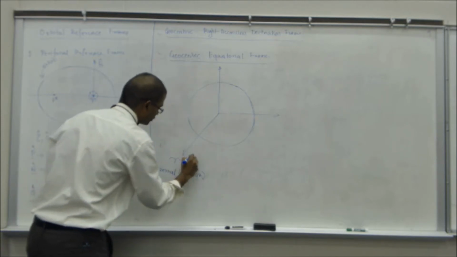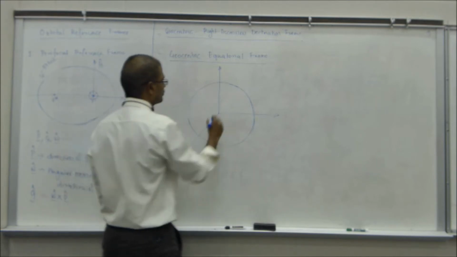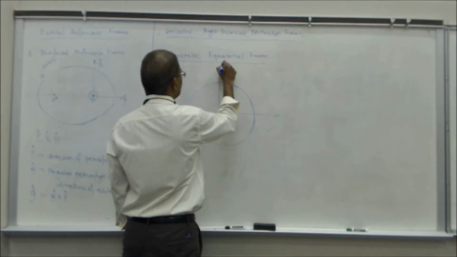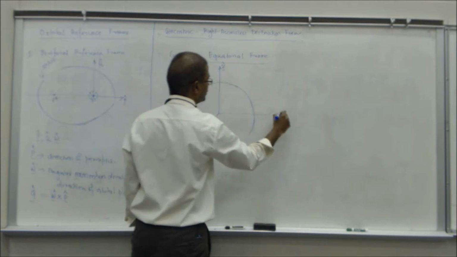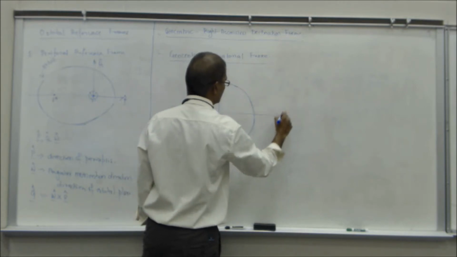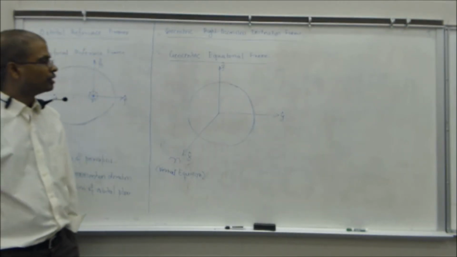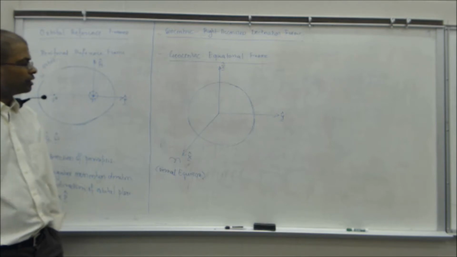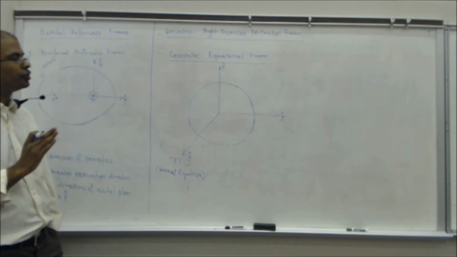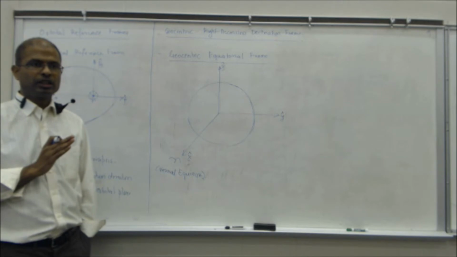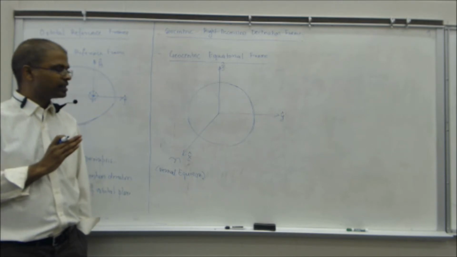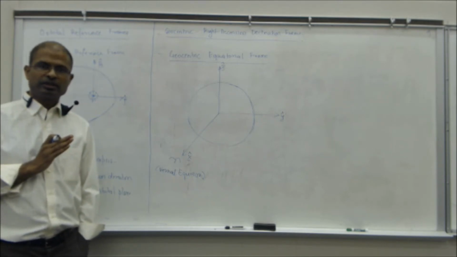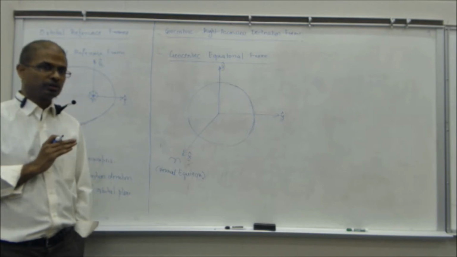This is the x direction. This is the z direction. And this is the y direction. Okay? So what you're looking at here is this coordinate frame, the geocentric equatorial frame, which is centered at the center of Earth. The origin is at the center of Earth.